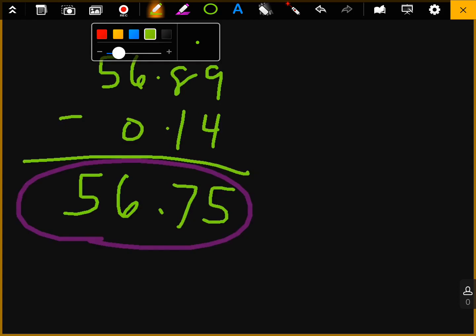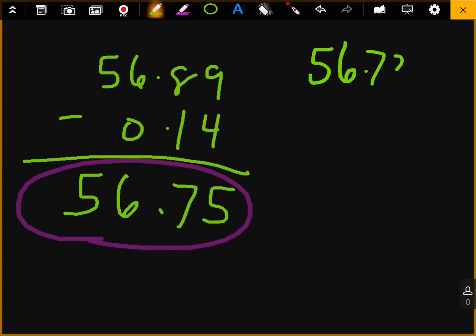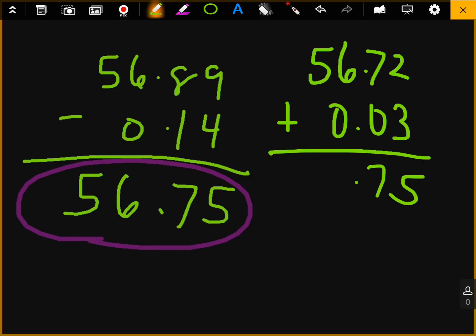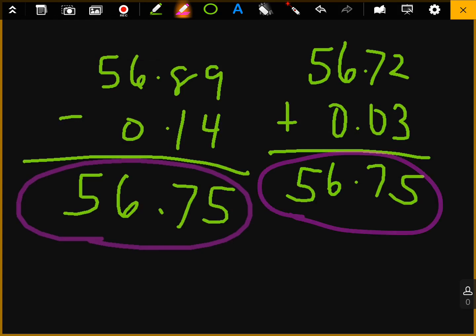B is 56.72 plus 0.03. 2 plus 3 is 5, 7 plus 0 is 7, bring down your decimal, 6 plus 0 is 6, 5 plus 0 is 5. That also equals 56.75. Okay? And I guess that's not a difference, so you just have to look at sums or differences.